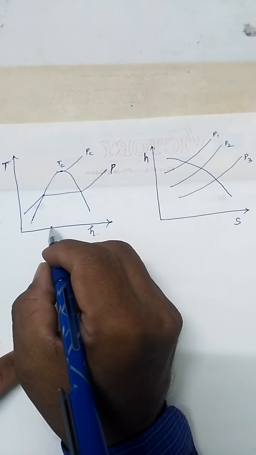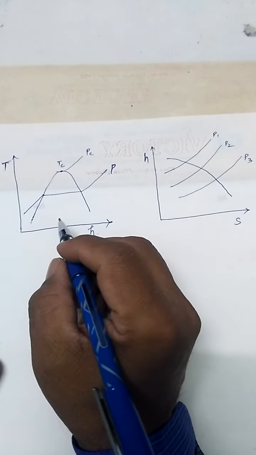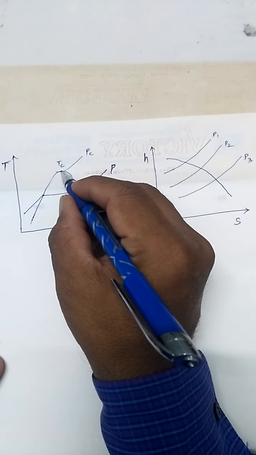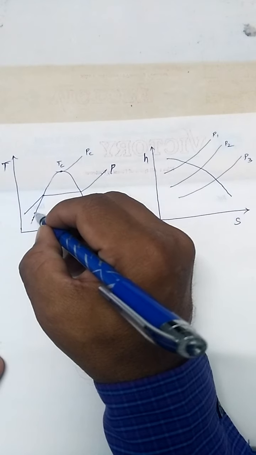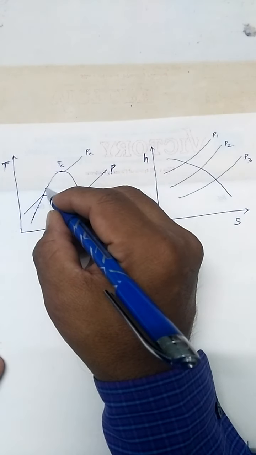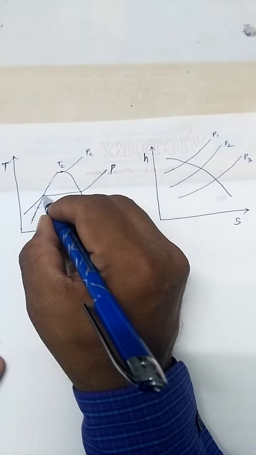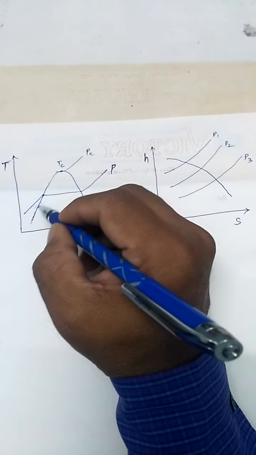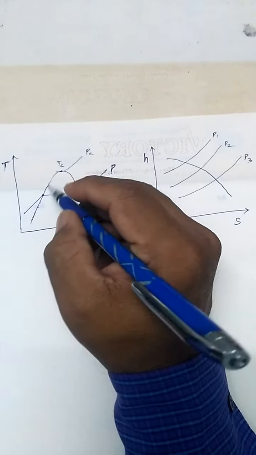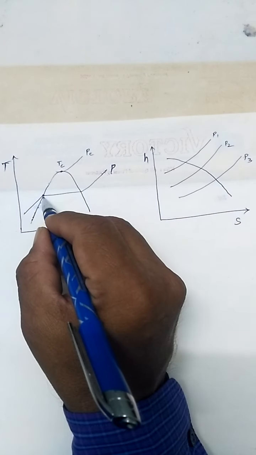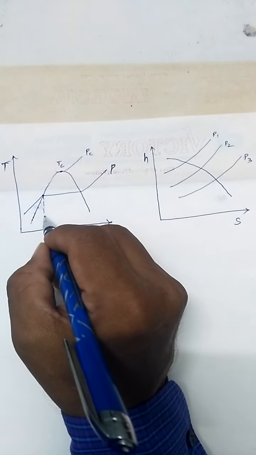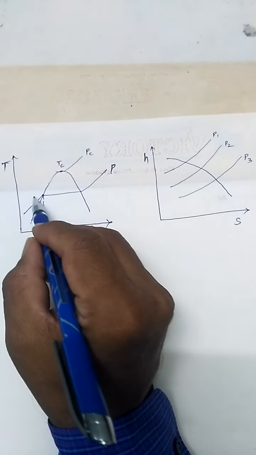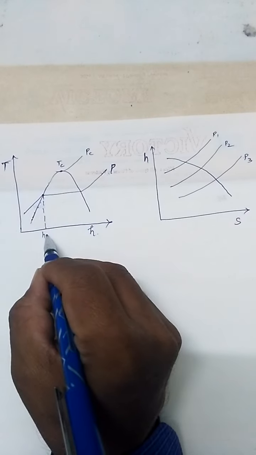So we can divide this into three portions. The points on this, up to this critical point, are saturated liquid points or fluid points. So any point on this curve, that is the saturation curve, indicates the corresponding value of H. Here, as it is on the fluid side, this will be Hf.